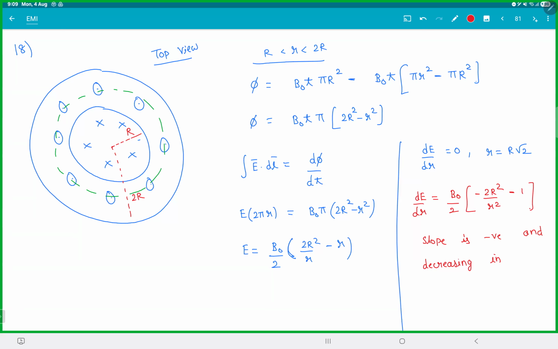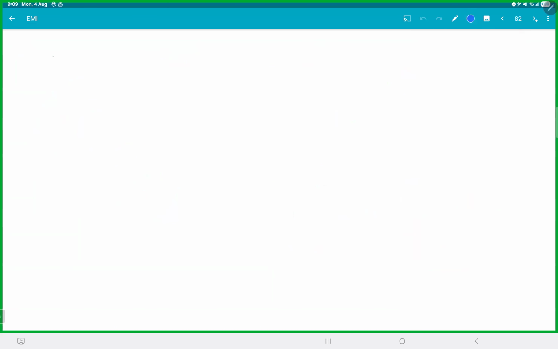That means the direction will change after r root 2. And this whole graph will just keep on decreasing, but it is decreasing at a slower rate. We will see how the graph will look. And for the third part, for r greater than 2r, the flux will be B naught T pi r square.